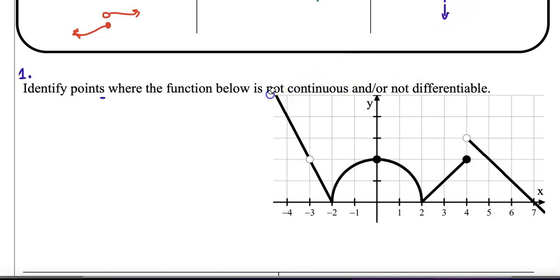So let's start over here. First of all, tell me what is happening at x equal to -3. Do you think the function is continuous over here? No. So it is not continuous and it is not differentiable also.